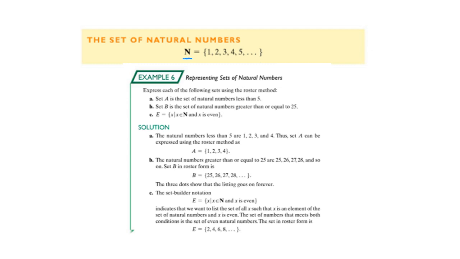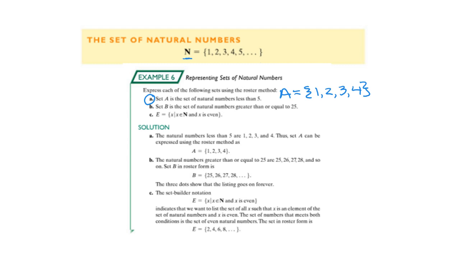So in this case here, for part A, it's saying set A is a set of natural numbers less than 5. All right, so set A is the set of natural numbers. So I'm going to start with the number 1 that is less than 5. So I'm going to list 1, 2, 3, and 4. These are all the numbers that are natural numbers less than 5.